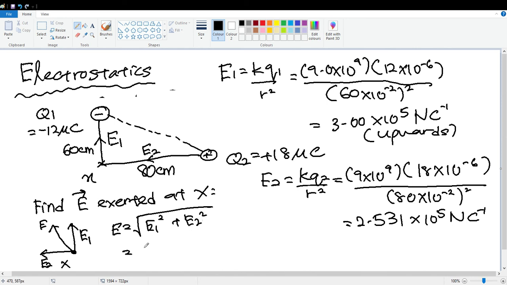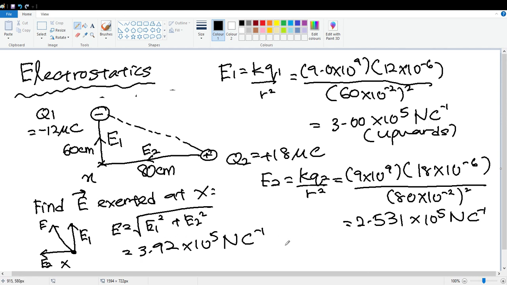Okay, substituting all the values. I directly skipped that substitution, but the substitution is actually necessary. So 3.00 times 10 to the power 5 squared plus 2.531 times 10 to the power 5 squared, and the final answer is 3.92 times 10 to the power of 5 Newton per coulomb. So this is the resultant electric field.